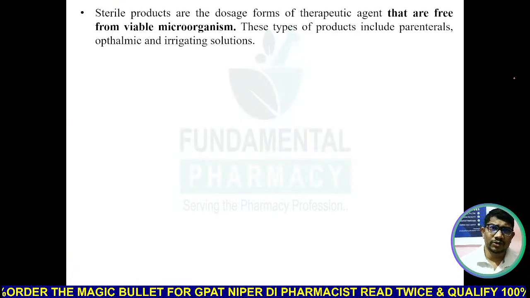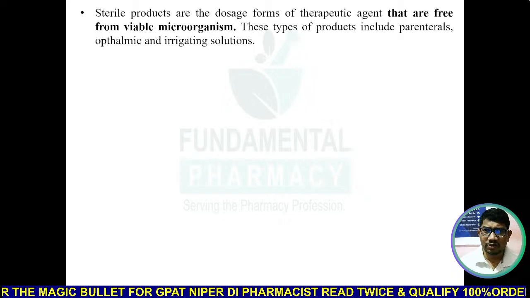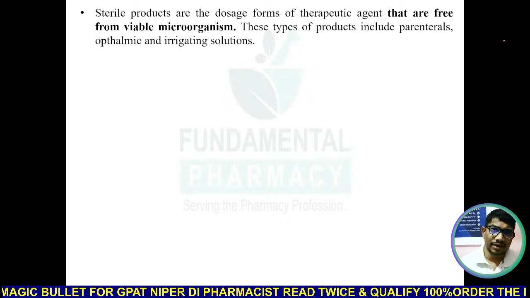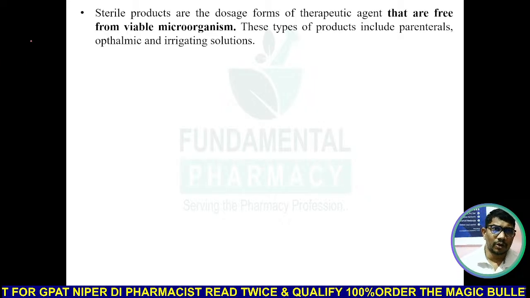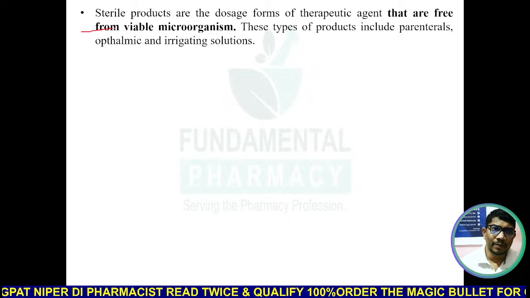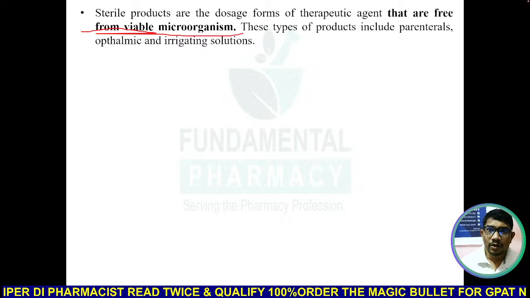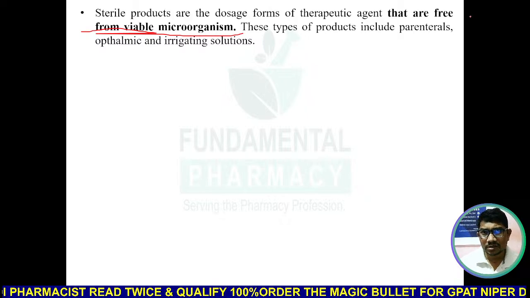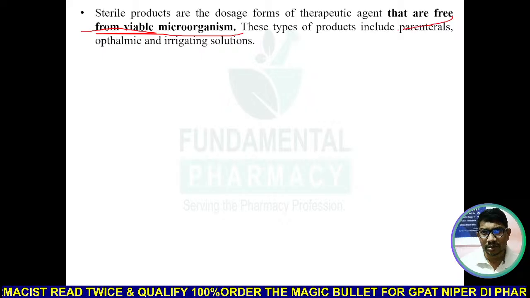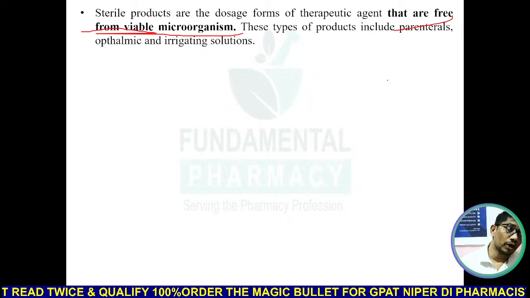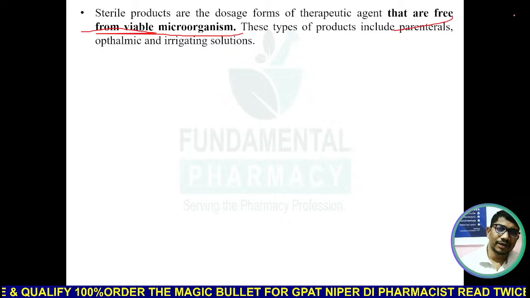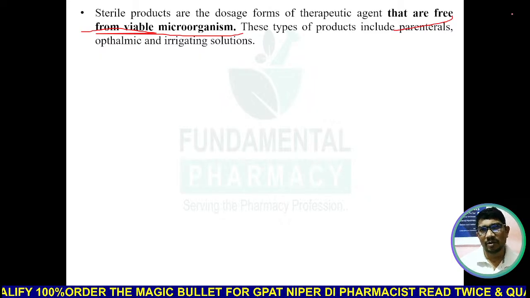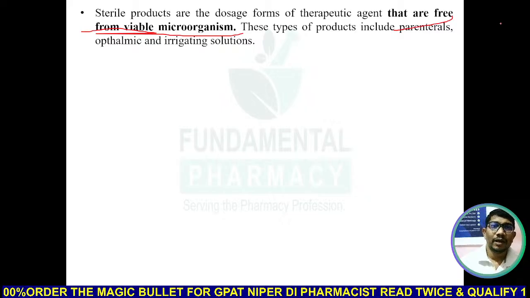नाउ स्टेराइल प्रोडक्ट क्या होता है और पेरेंटल प्रोडक्ट क्या होता है? सो स्टेराइल प्रोडक्ट और पेरेंटल प्रोडक्ट, they are a kind of therapeutic agent that are free from all forms of viable microorganism. So parenteral products are the formulations that are free from all viable forms of microorganism. Viable form मतलब क्या है कि जिंदा, all kinds of viable form. They are free from contamination.